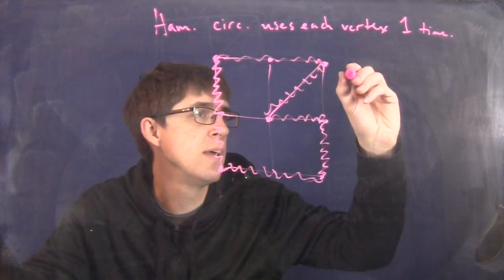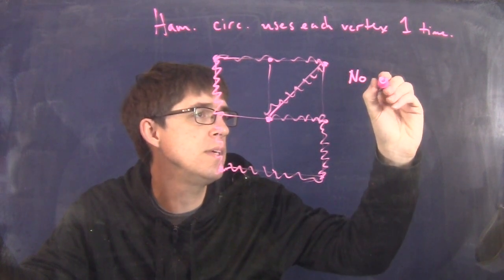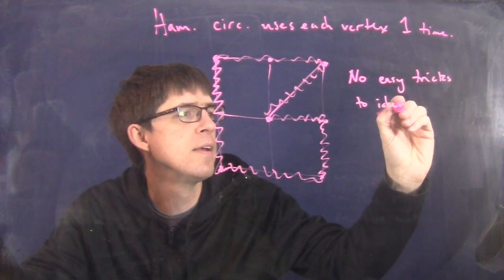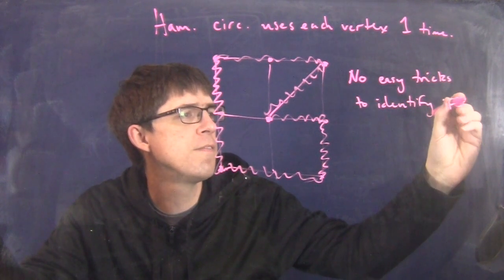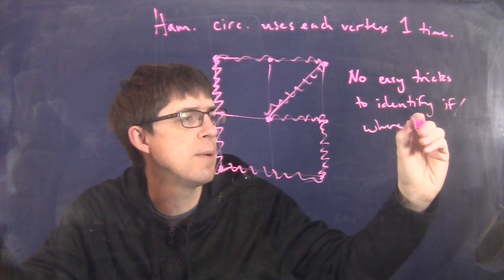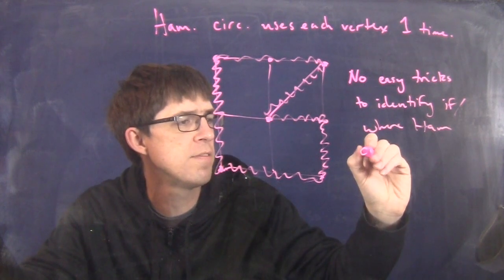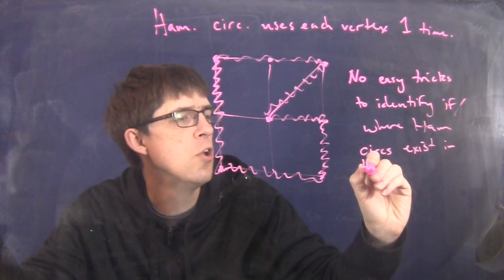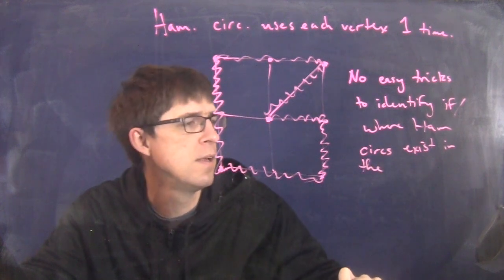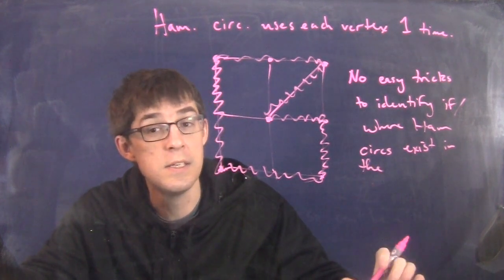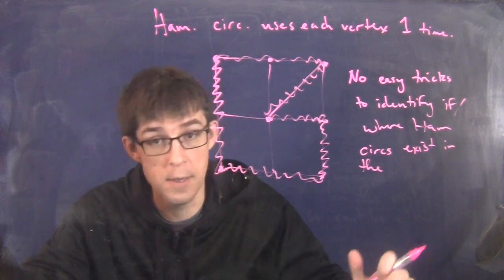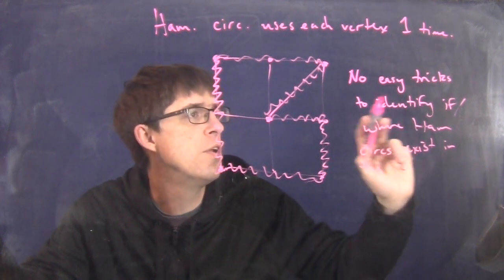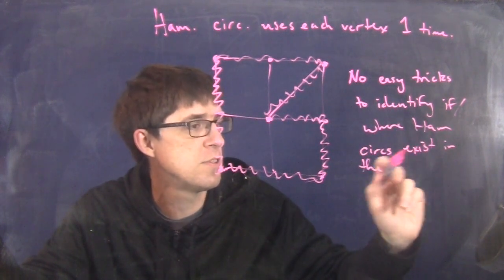So I'm just going to say there are no easy tricks to identify if or where Hamilton circuits exist in the graph. No one knows a simple condition that you can just look at the graph and immediately determine if there are Hamilton circuits or not. You could try to figure one out. There is no such known procedure. So, no easy tricks to identify if or where Hamilton circuits exist in the graph.